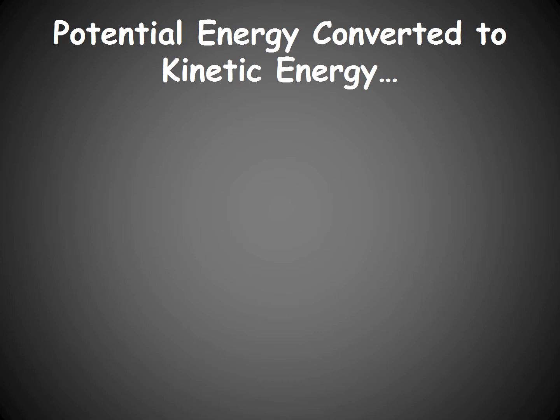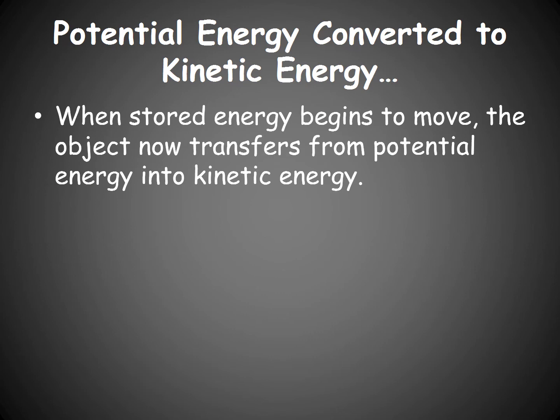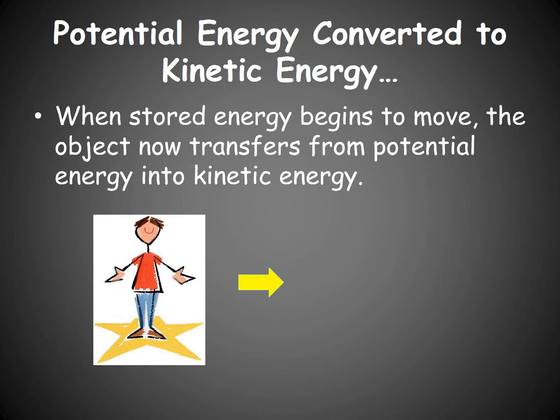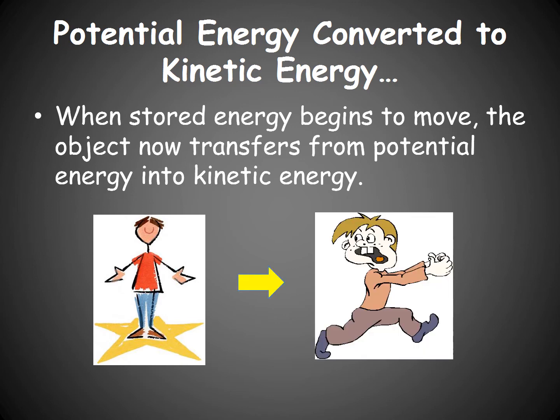So potential energy is converted into kinetic energy when the stored energy begins to move. The object's transferring that potential stored energy into kinetic energy or energy of motion. So the boy's standing there with his arms and then he's running. So first he's standing there, he has potential energy, and that potential energy he's gotten from food, of course, and then he starts running, and his potential energy is being transferred into energy of motion or kinetic energy.